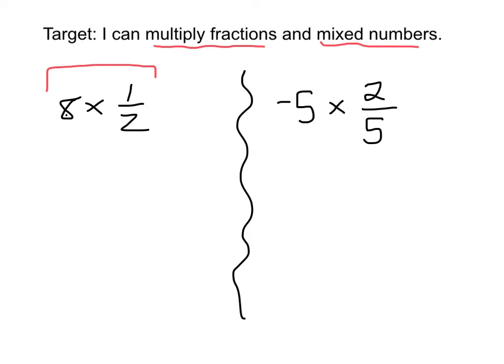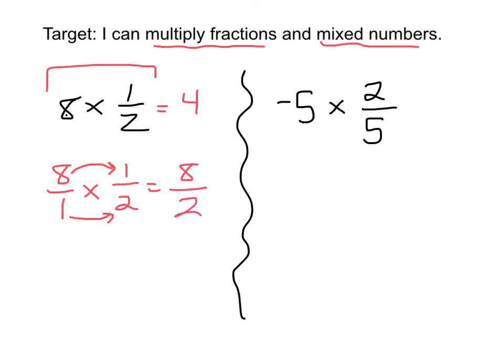Well, you know the answer to 8 times 1/2, because what is 1/2 of 8? We know 1/2 of 8 is 4, but here's how you get 4. 8 written as a simple fraction is 8 over 1. 8 over 1 times 1/2. When you're multiplying fractions, all you have to do is multiply across. So it becomes 8 over 2, and 8 divided by 2 is 4.